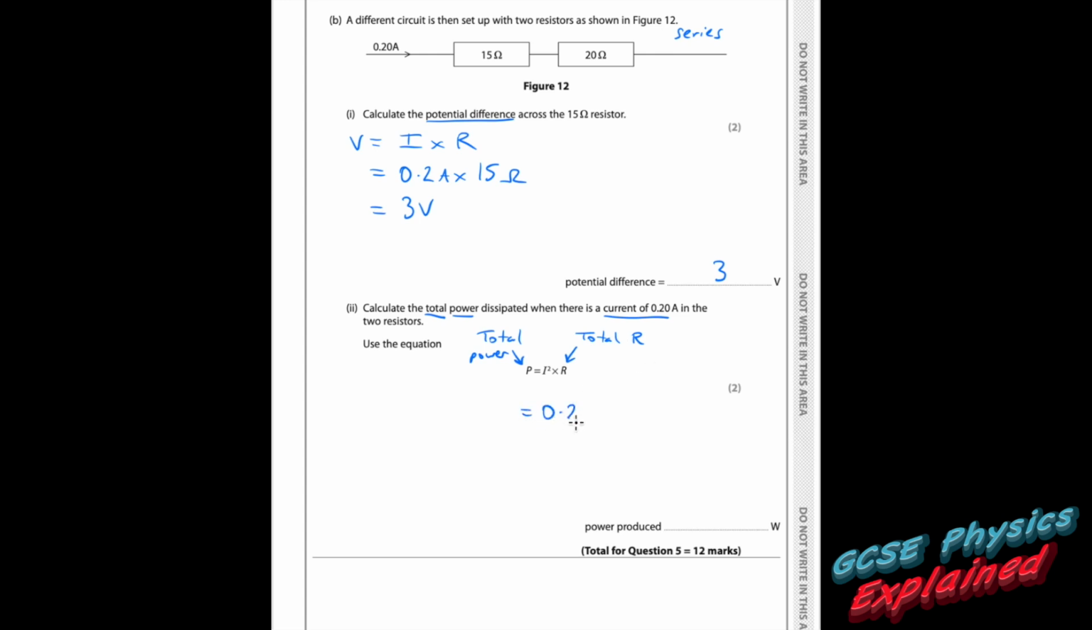So pop the current in, 0.2, remember to square it because it's I squared times by R. So that's 15 plus 20, 0.2 squared times by 35. Remember to do the 0.2 squared first, then multiply it by 35. Don't square the whole lot, and that comes out as 1.4 watts.